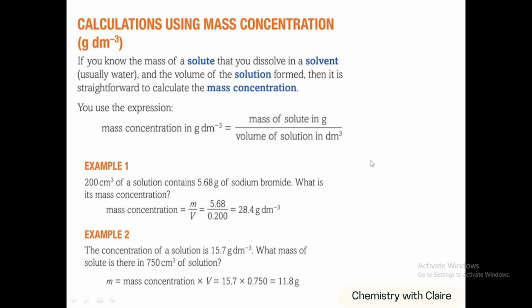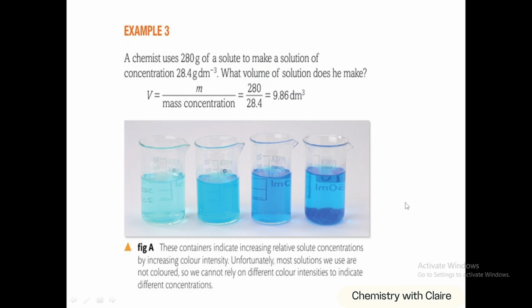Next, we will look at mass concentration. This is different from the molar concentration that we are familiar with, because the molar concentration has a unit of mole per dm cube, but this one has a unit of gram per dm cube. You can see the expression for finding out mass concentration in gram per dm cube. It is the mass of the solute in gram divided by the volume of the solution in dm cube. And accordingly, your examples are provided on the slides. You can take a look at them.